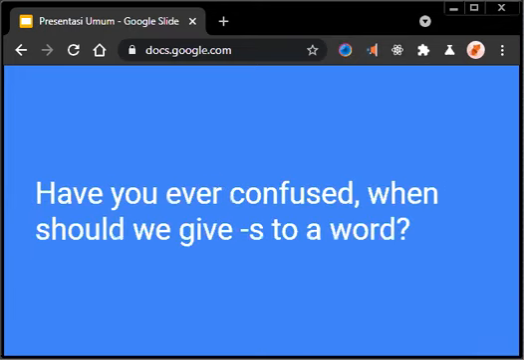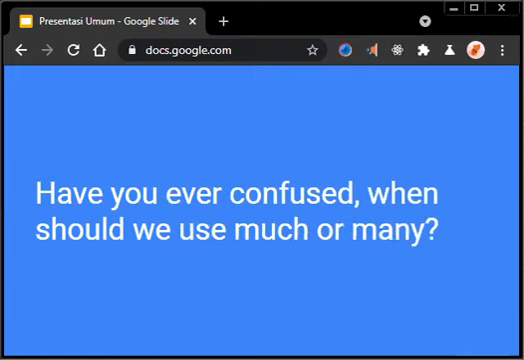Have you ever been confused about when we should add s to a word? Like, does this word have a plural form? Is it sugars, monies, musics? Yeah, these are wrong. Sugar, money, and the rest of the uncountable nouns don't have a plural form.